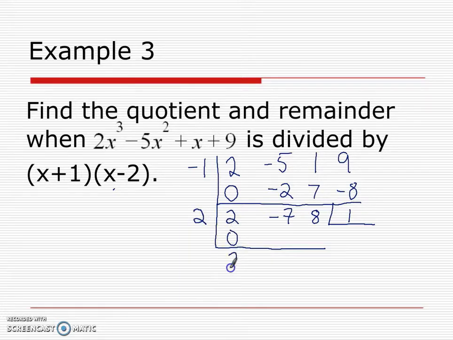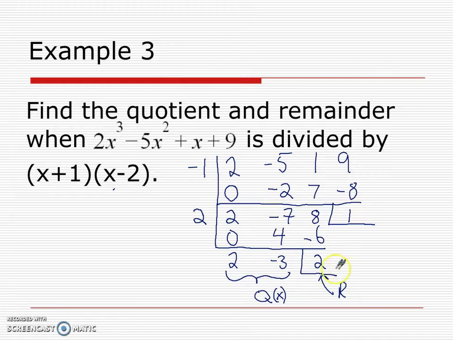Again, a 0 here, 2, 4, negative 7 plus 4 is negative 3, 2 times negative 3 is negative 6, and 8 plus negative 6 is 2. And so we get a second remainder here of 2, okay? This is now the new quotient, Q of x, if you will. And this is our new remainder, right?